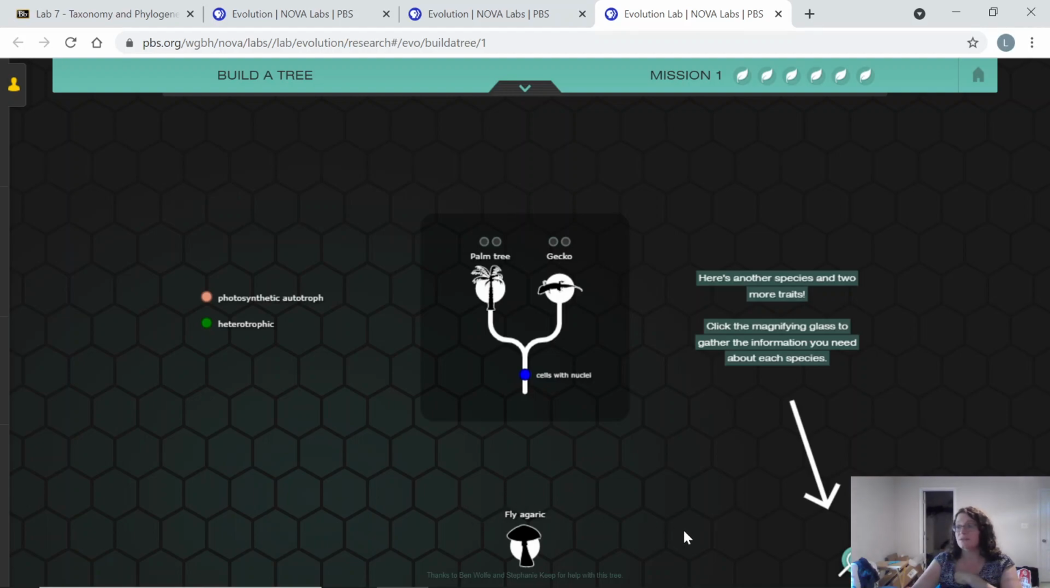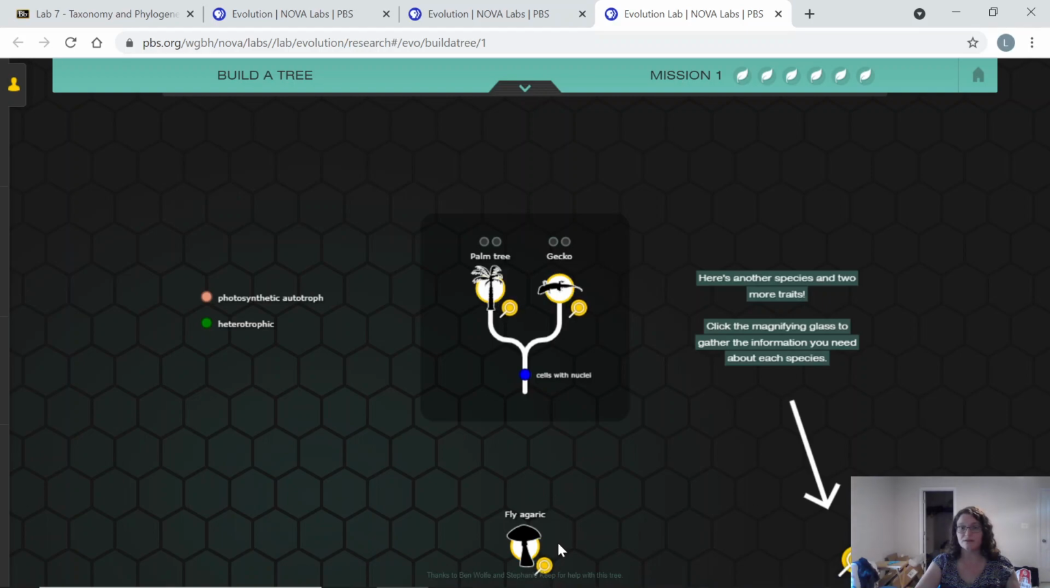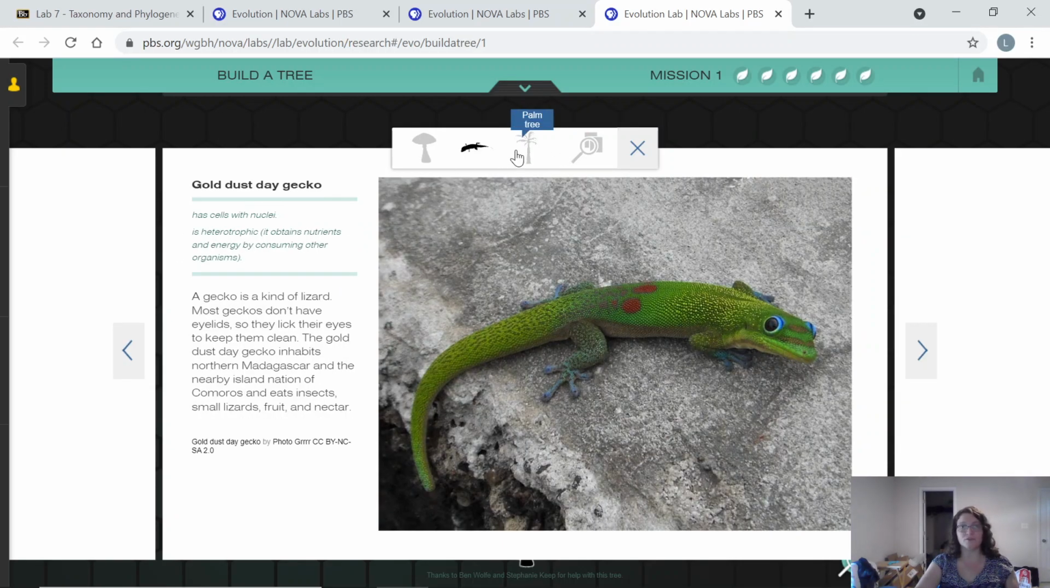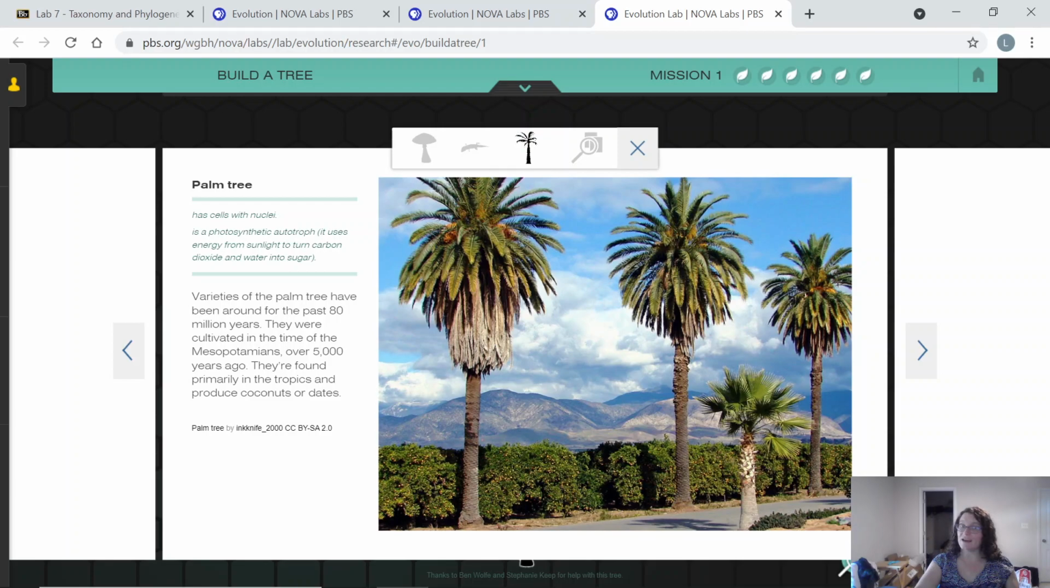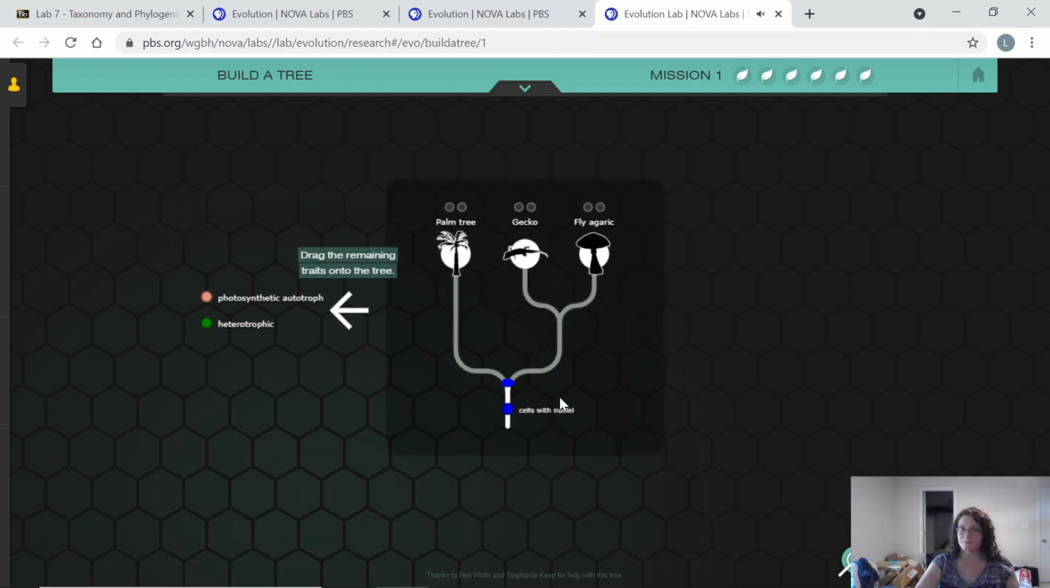Now, sometimes you need to check the traits, because you don't know what a fly agaric is, so let's look. Let's check out this fly agaric. It has cells with nuclei, and it's heterotrophic. Heterotrophic means that it obtains nutrients by eating other organisms. Then you check out this one. Well, this one's heterotrophic too. That's an autotroph instead. So now we see another way that we can distinguish them. The fly agaric is going to be closer to the gecko.